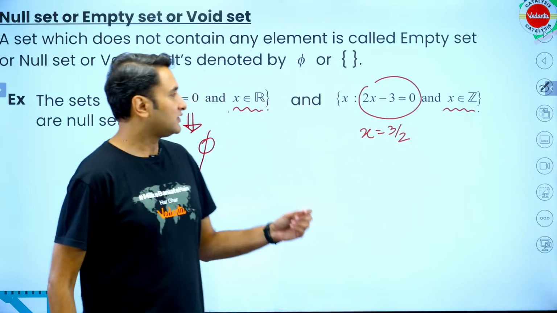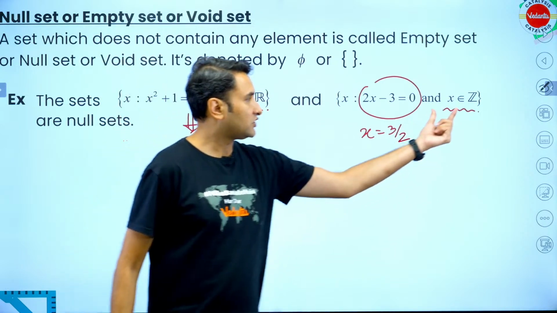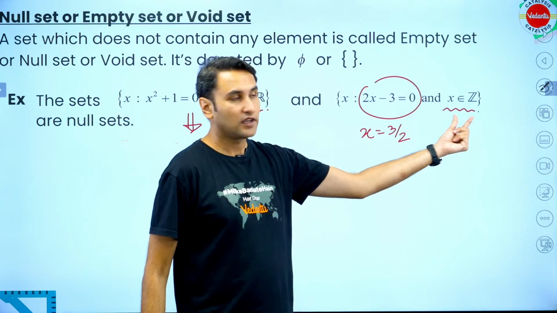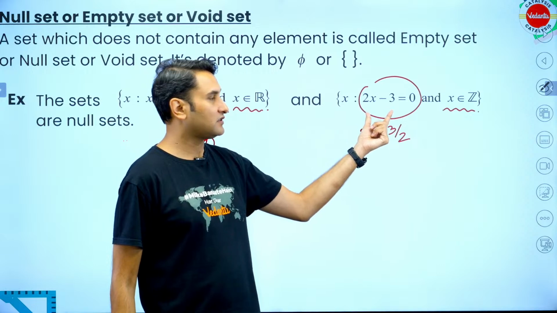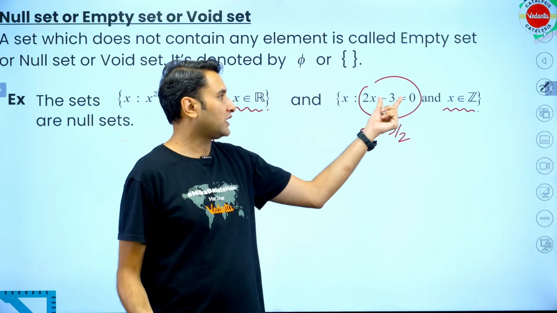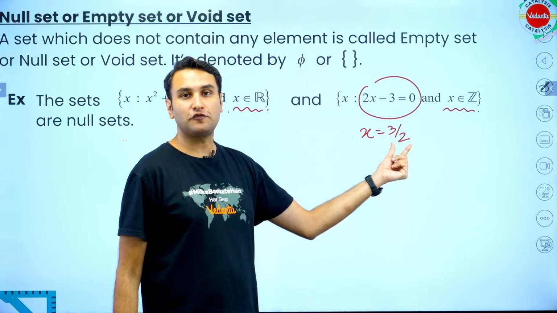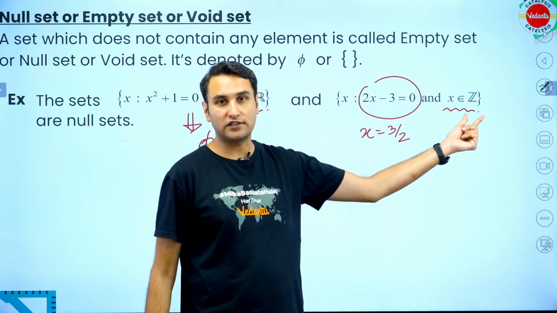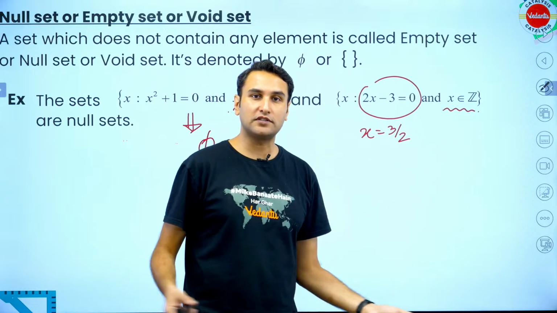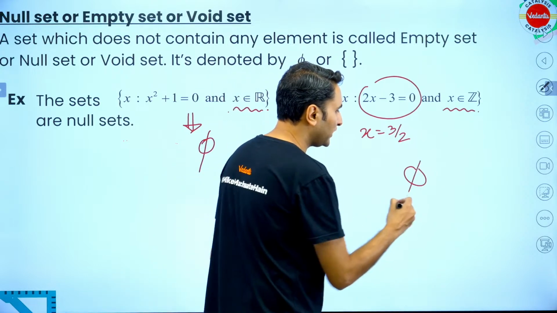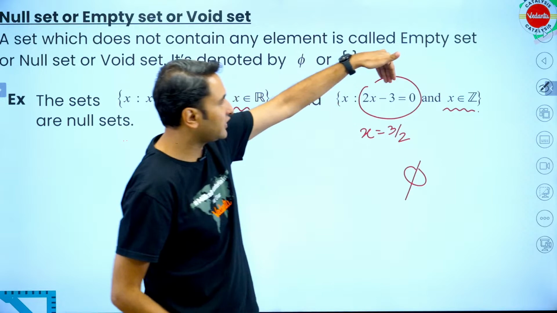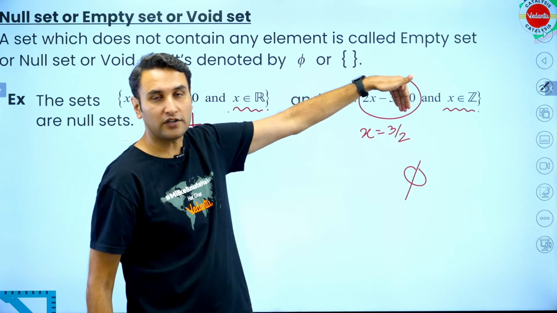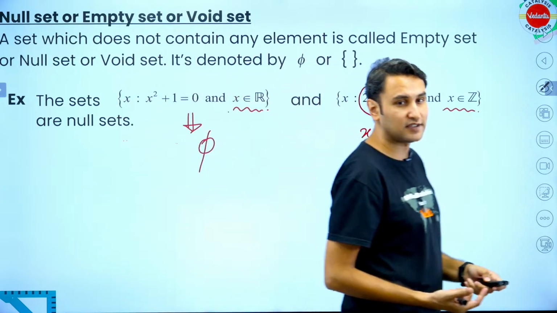So, the set of all those x which are integers and also satisfy this: nothing, because what satisfies this is a fraction, a rational number. It is not an integer. So the outcome is nothing. There is no x which is an integer as well as satisfies this. Got it? So these are the examples of the null set.